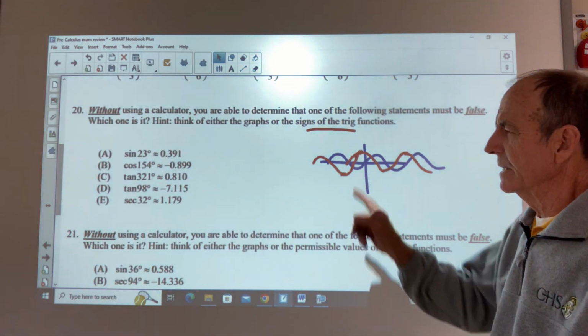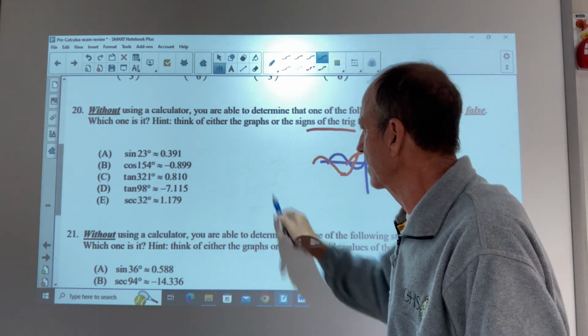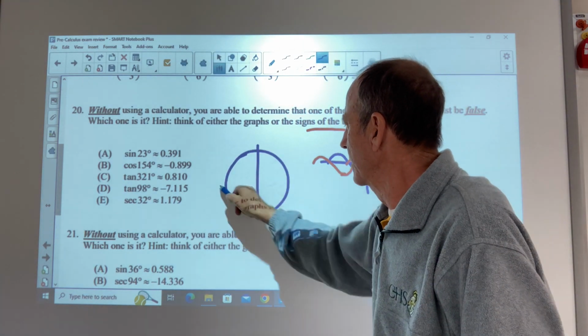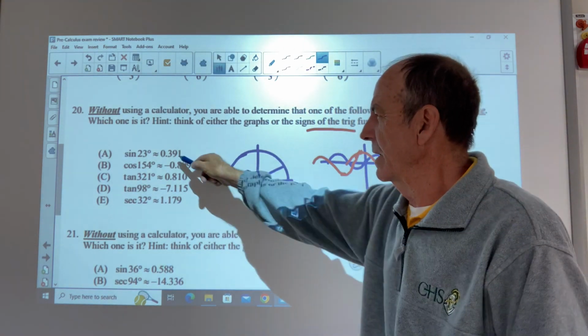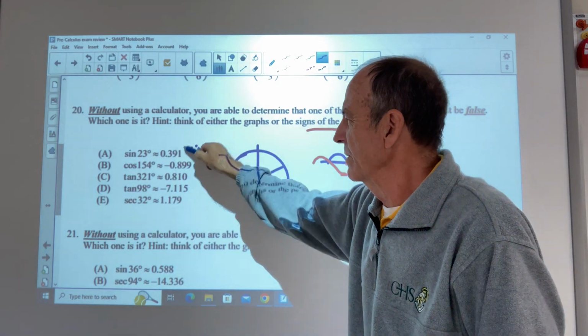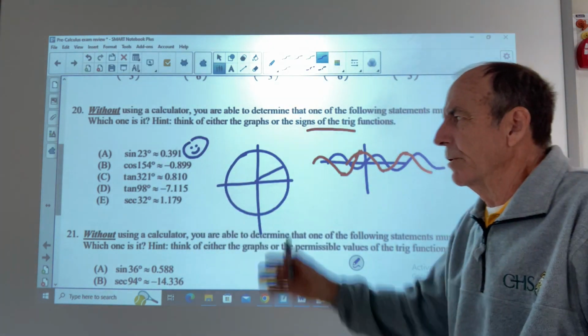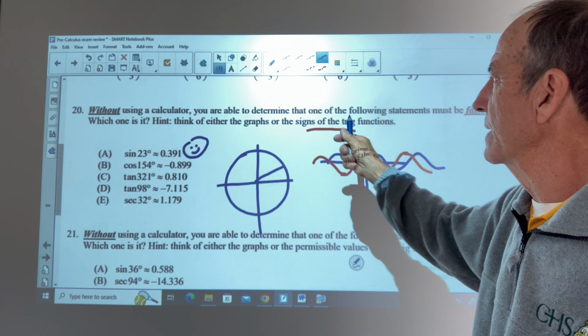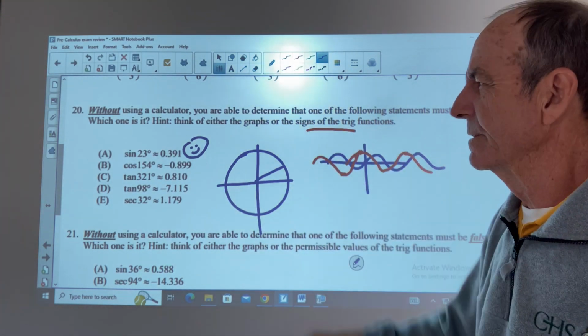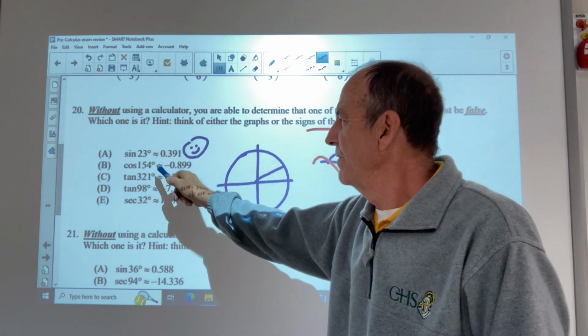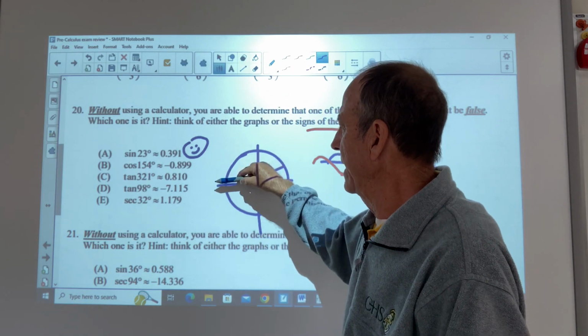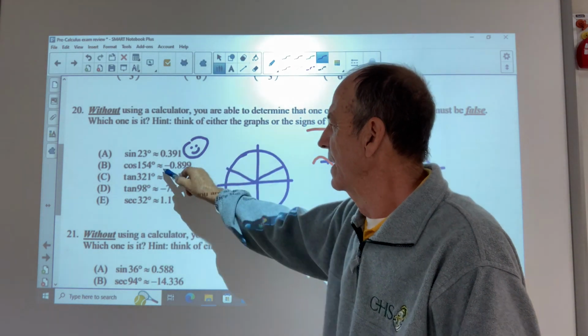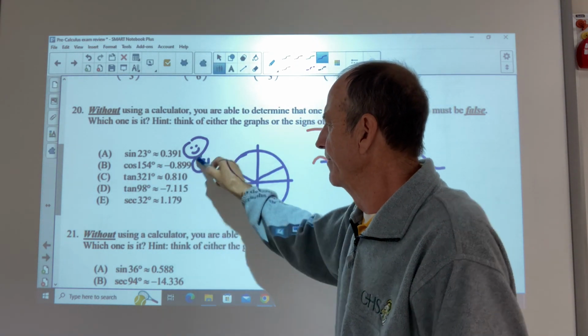And hopefully that will give us a clue as to what's going on. Okay, so let's see, the sine of 23 degrees. I'm just going to run a quick circle here. 23 degrees is in the first quadrant. The sine is positive. That looks okay. I don't see anything that's obviously wrong with that. We don't know whether it's 0.391, but it says must be false. That seems okay. 154 degrees, let's see, there's 180. 154 is somewhere over here. Cosine is negative. That looks okay.